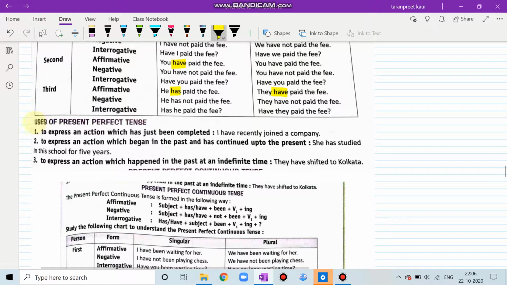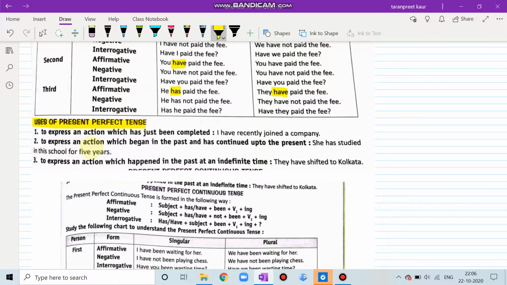Now, where do we basically use the present perfect tense? Firstly, to express an action which has just been completed. Like sometimes in the class you say, ma'am, I have finished my work. Ma'am, I have completed my work. What does it mean? It means an action has been recently completed.